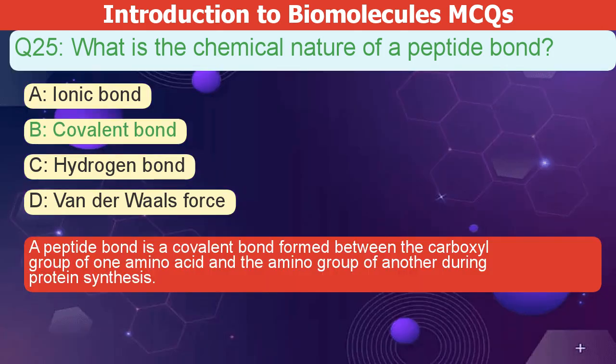The correct answer is B. A peptide bond is a covalent bond formed between the carboxyl group of one amino acid and the amino group of another during protein synthesis.